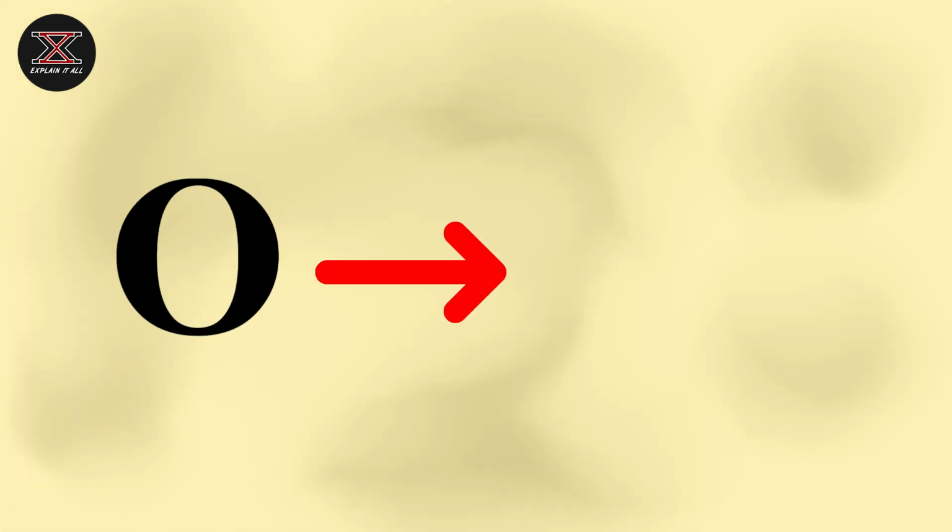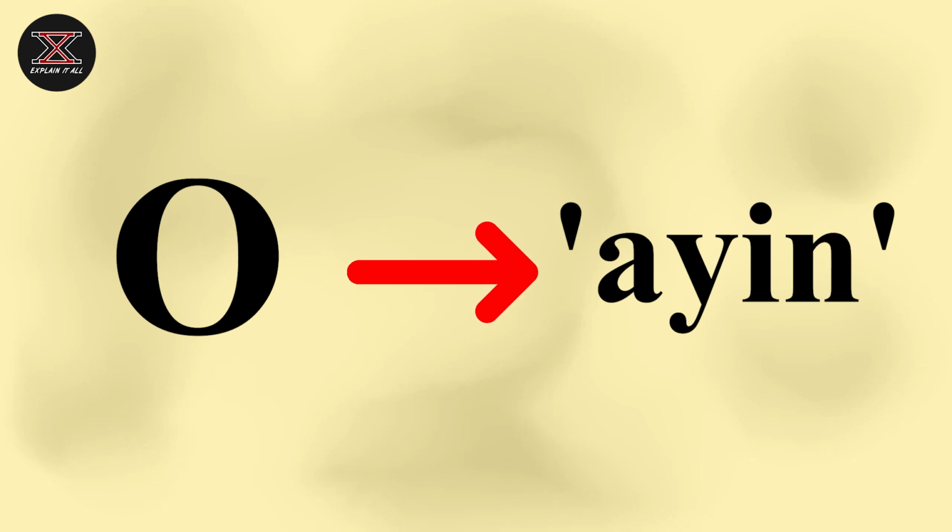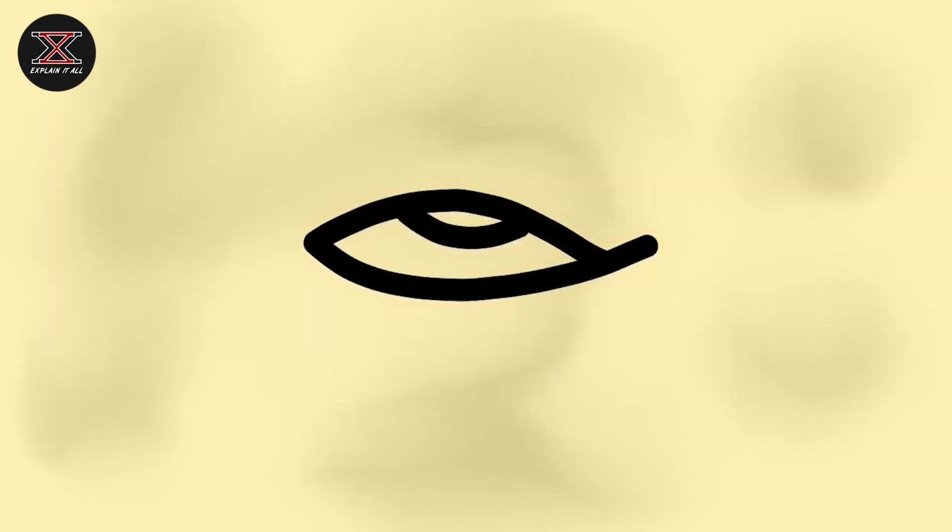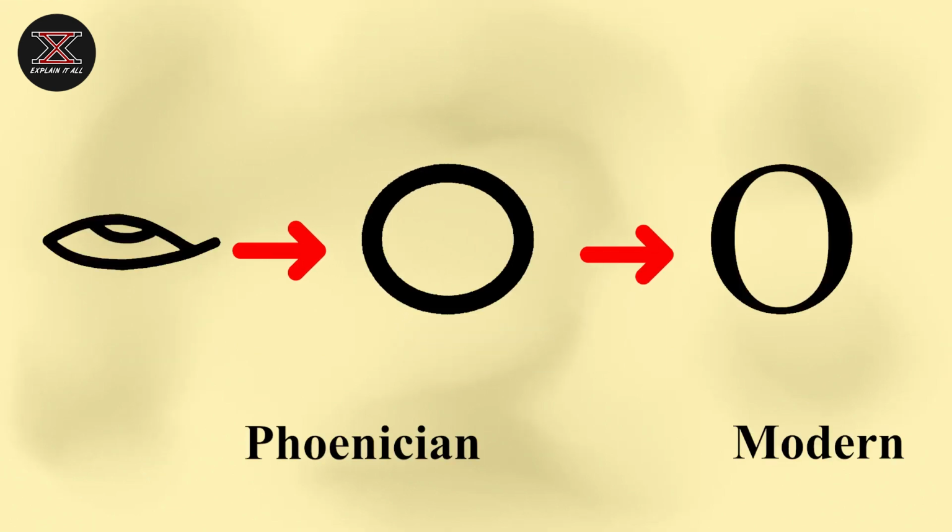O is derived from the Phoenician ayin, representing an eye. The Greeks used it as omicron, and the Romans adopted it as O. Its circular shape has consistently symbolized completeness and vision.